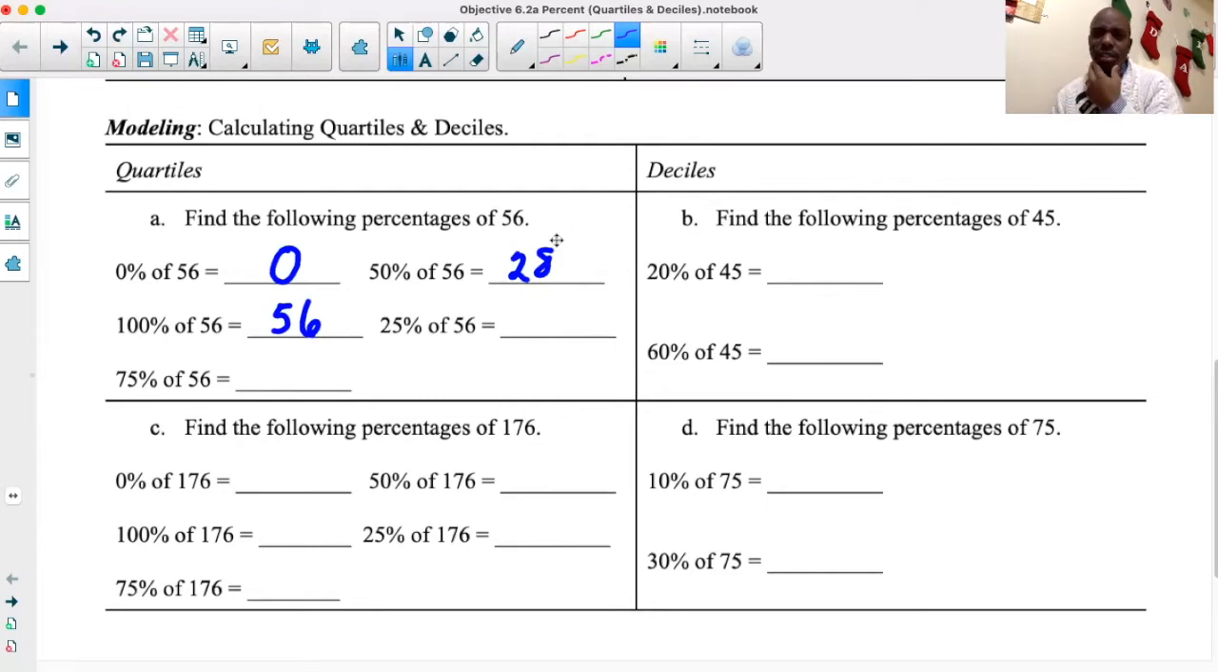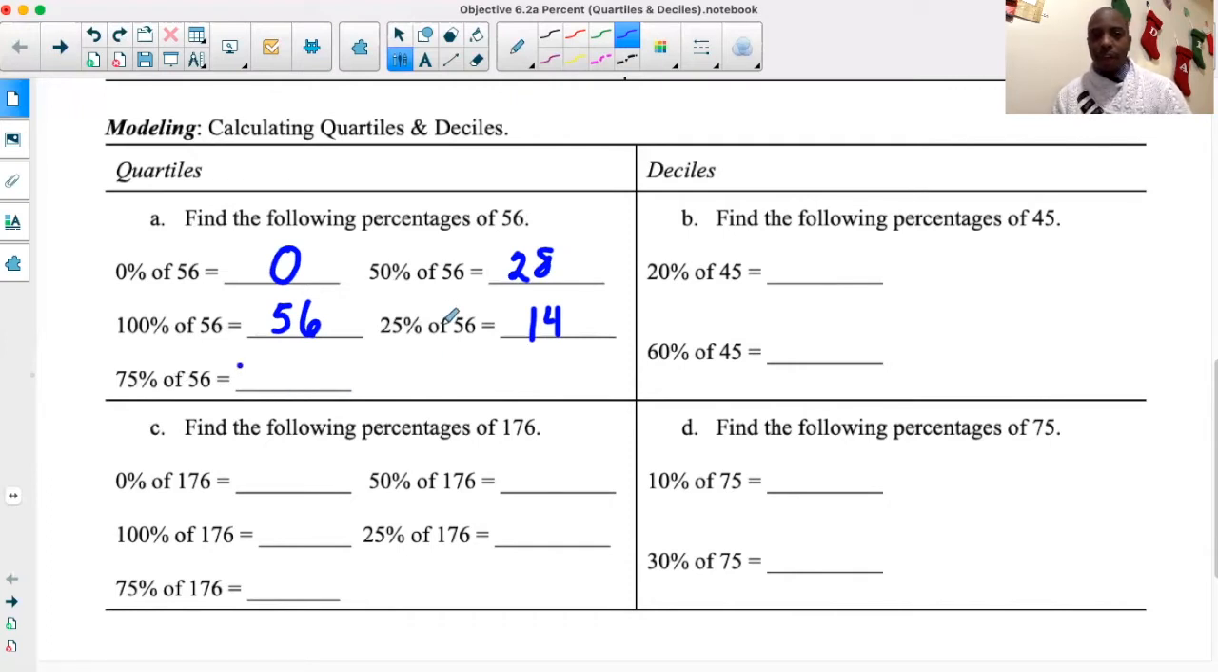25% of 56. Well, 25% is another way of saying half of 50%. So what is half of 50% of 56? 28. Half of 28 is 14. Did you catch that? I'll explain one more time. We know that 25% is 50% cut in half. So can't we also just take 28 and cut that in half to find 25%? Yes, we can. Now, 75% is a little bit different here. 75%, okay, what can I do?